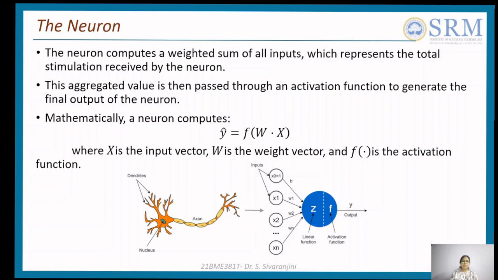So what is this w? It is the weights that are given to the particular input feature which you are giving. The neuron computes a weighted sum of all these inputs, which represents the total stimulation received by the neuron. This aggregated value is then passed through the activation function to generate the final output of the neuron. The activation function comes before the output to say if the decision is a yes or a no, right?